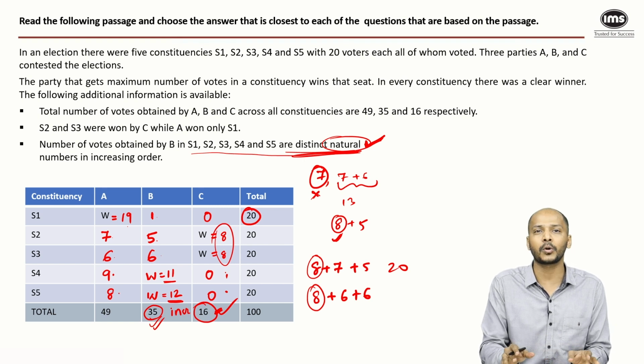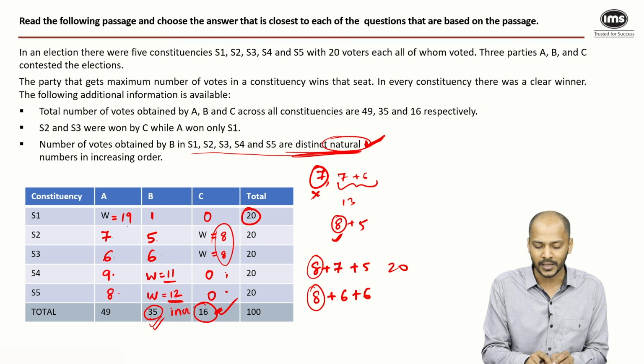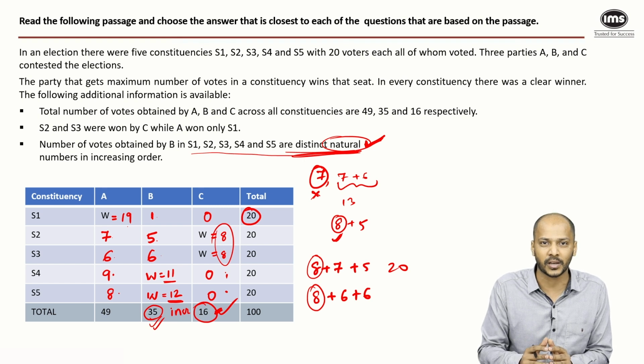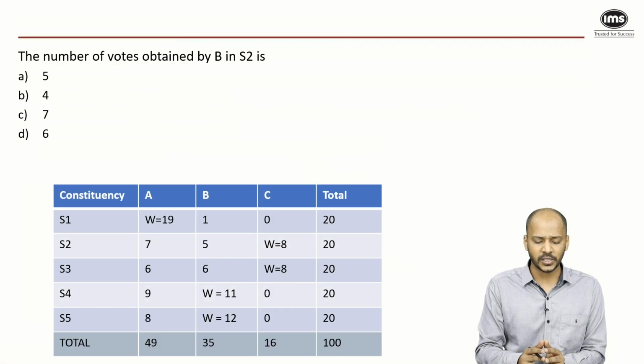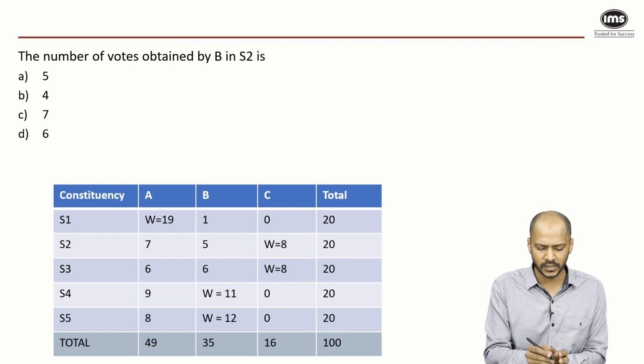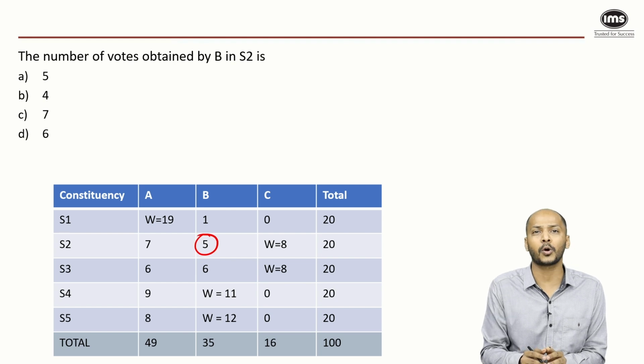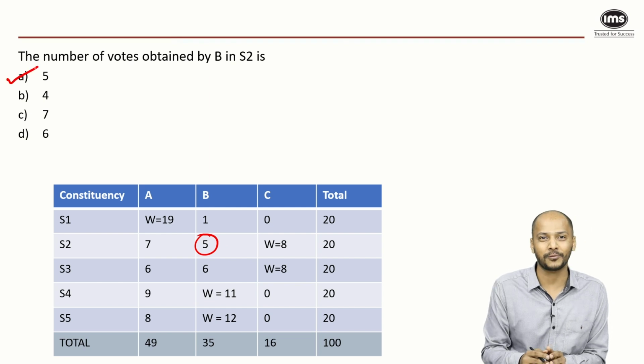Yes, we have figured out the arrangement of the data in this matrix, and with this we should be able to solve all the 5 questions of this set very quickly, it will hardly take 10-15 seconds for each question now. So let's look at the first question of this set. The number of votes obtained by B in S2 is, well, such a straightforward question. B in S2 we can see has got 5 votes. Therefore, the answer to this question is option A, that is 5.